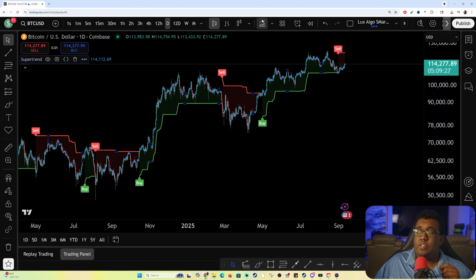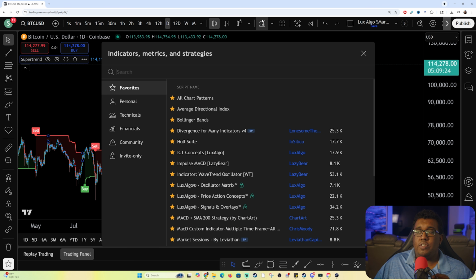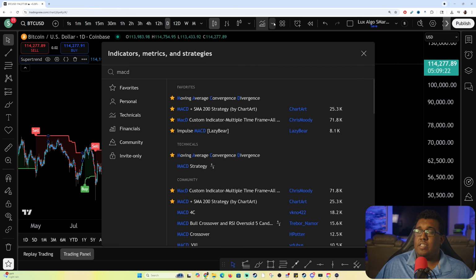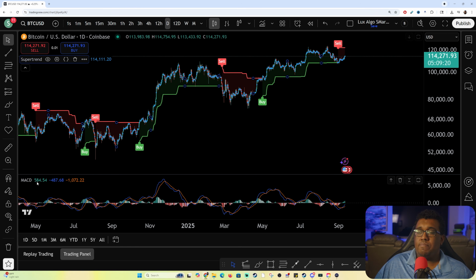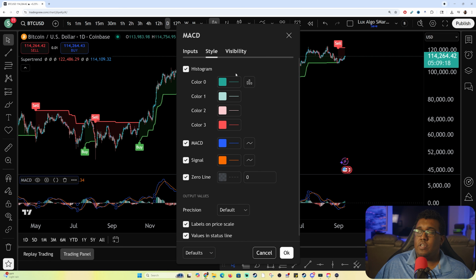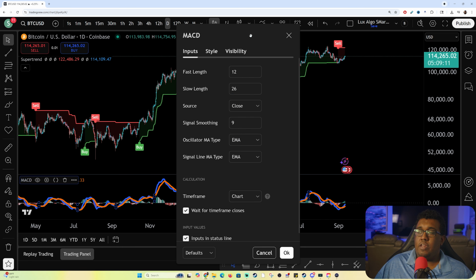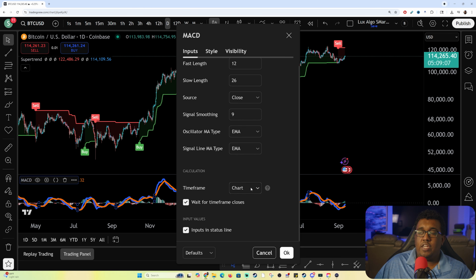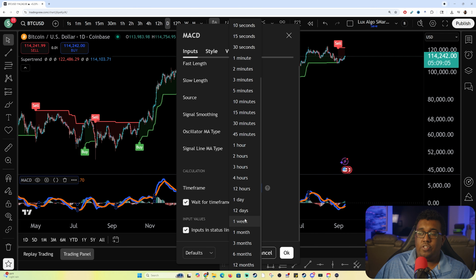Next, what I want you guys to do is go back over to indicators, metrics, and strategies and just type in MACD and add one MACD onto your screen. Afterwards, go over here to settings, go to style, just make the lines a little bit thicker so you can see them a little bit easier, especially when we have the histogram pop up in a second. And then you don't have to change anything with this on the top level. What you do have to change though is go to time frame and make it the weekly chart, all right?